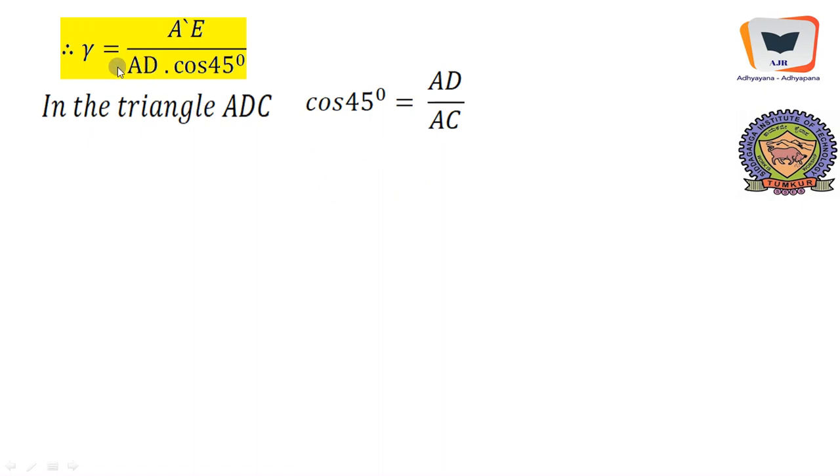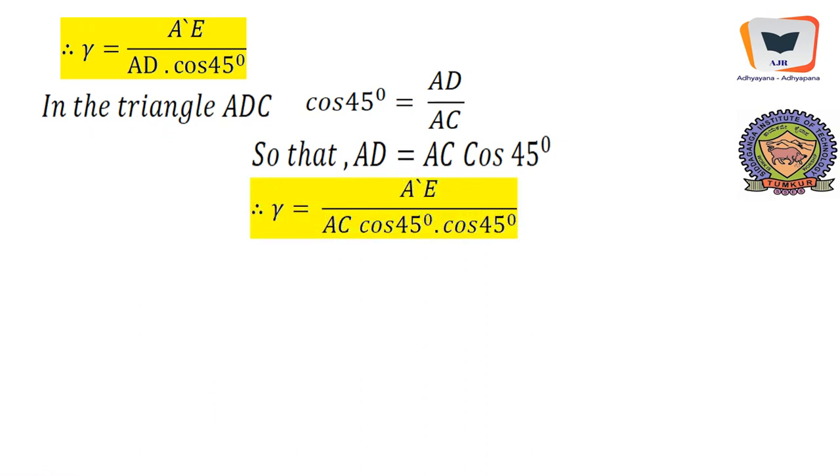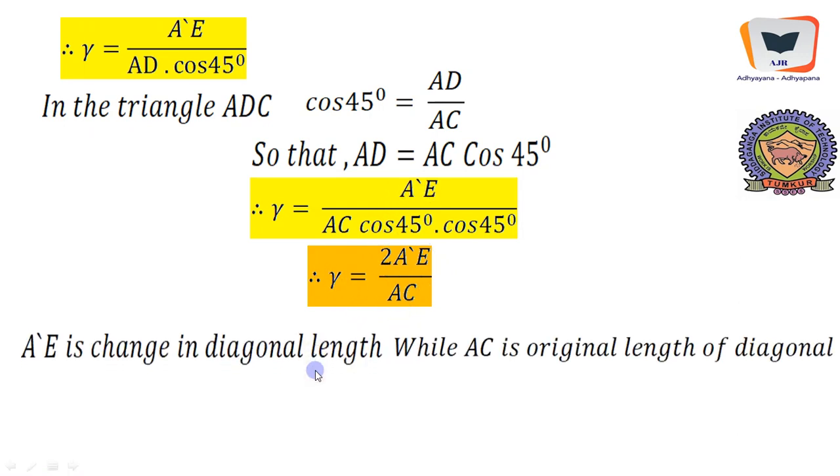Therefore we can find a replacement for this AD. So what we find is that AD equal to AC cos 45, therefore gamma over here is no longer this particular expression. It is A dash E divided by AC cos 45 into cos 45. Cos 45 is 1 by root 2. That root 2 into root 2 will become 2. It will go up. It will find its place in the numerator. And what we find is gamma equal to 2 times A dash E divided by AC.